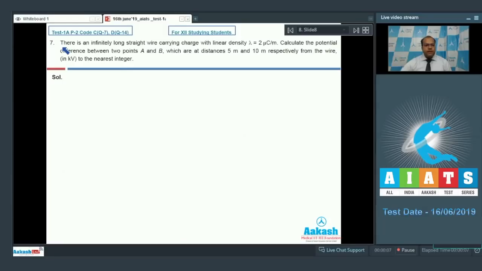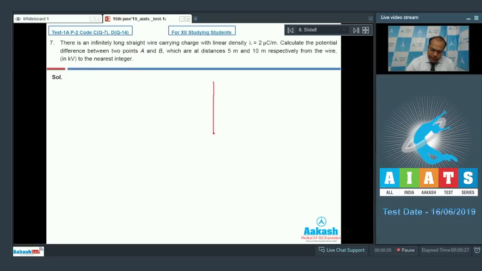In question number 7, there is an infinitely long straight wire carrying charge with linear charge density lambda equal to 2 microcoulomb per meter. Calculate the potential difference between 2 points A and B, which are at distances 5 meter and 10 meter respectively from the wire, in kilovolt to the nearest integer.